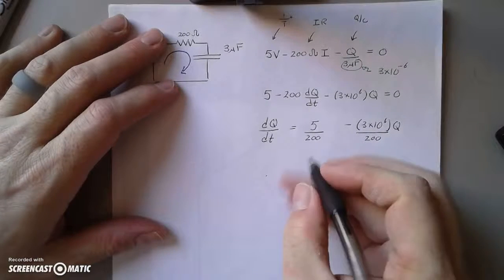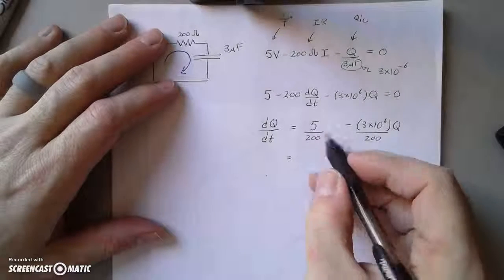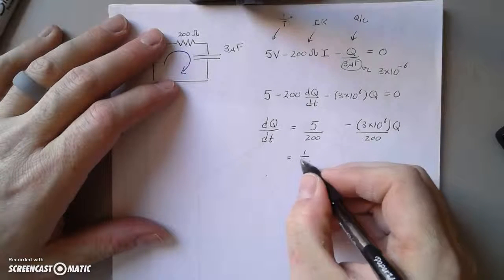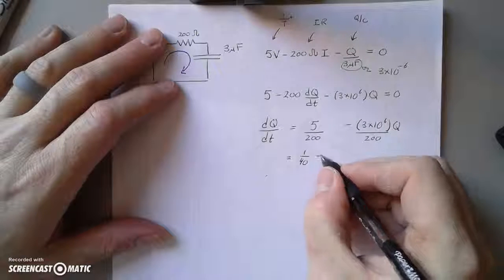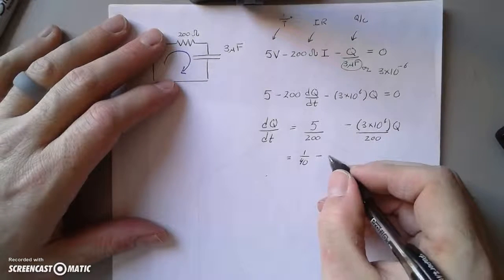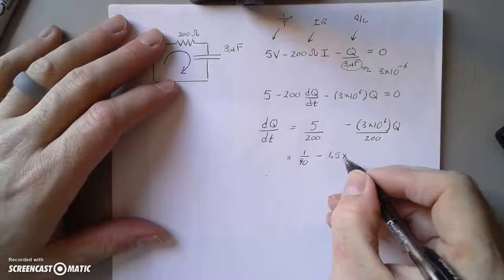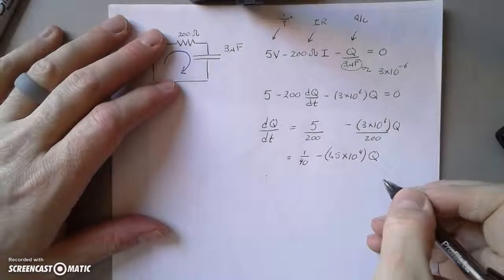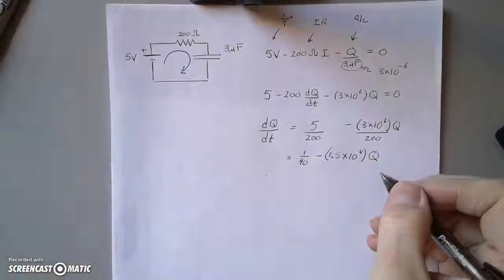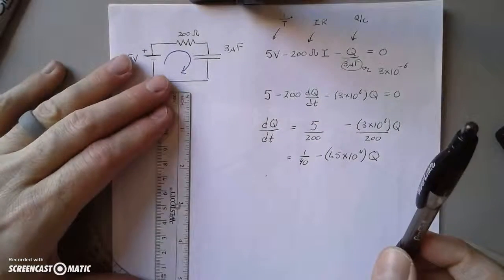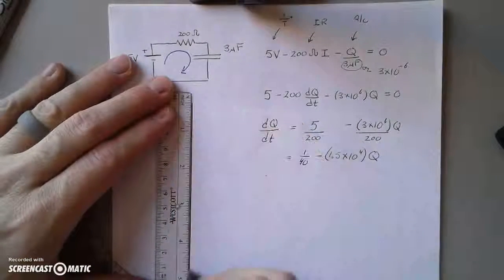Let's simplify this a little bit. 5 goes into 200, 1 over 40 times. And then those two zeros knock it down to 10 to the 4th. So we'll have 1.5 times 10 to the 4th Q. All right, so let's do our flow on the line there, and we'll use it to sketch solutions.